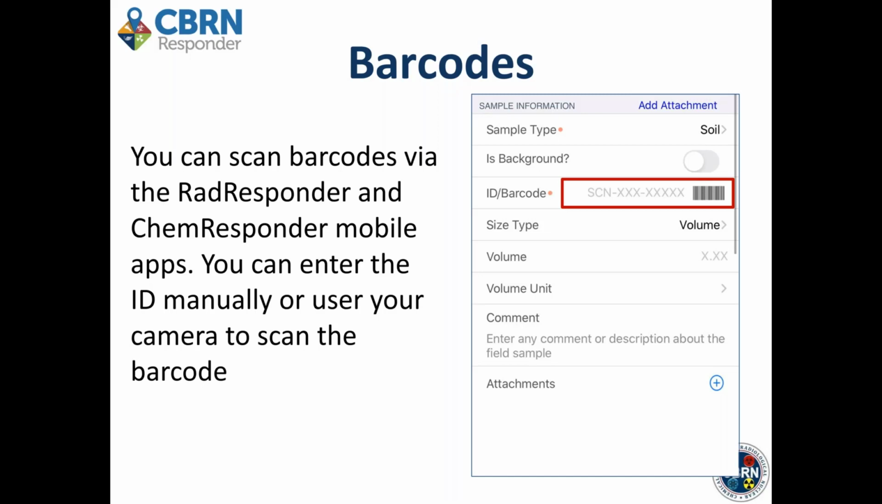So as you can see here, this is a screenshot from the mobile app. When you are in the sample type, so I just selected soil sample type, you can either type it in manually, but if you select this miniature barcode right here, it'll pull up your cell phone's camera, and you'll be able to use that to directly figure out what barcode you're scanning, what sample that is associated to.